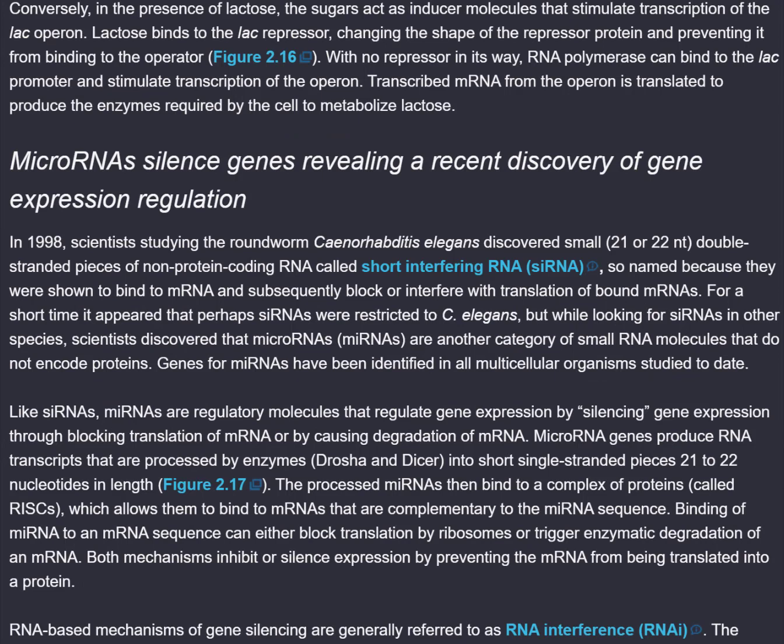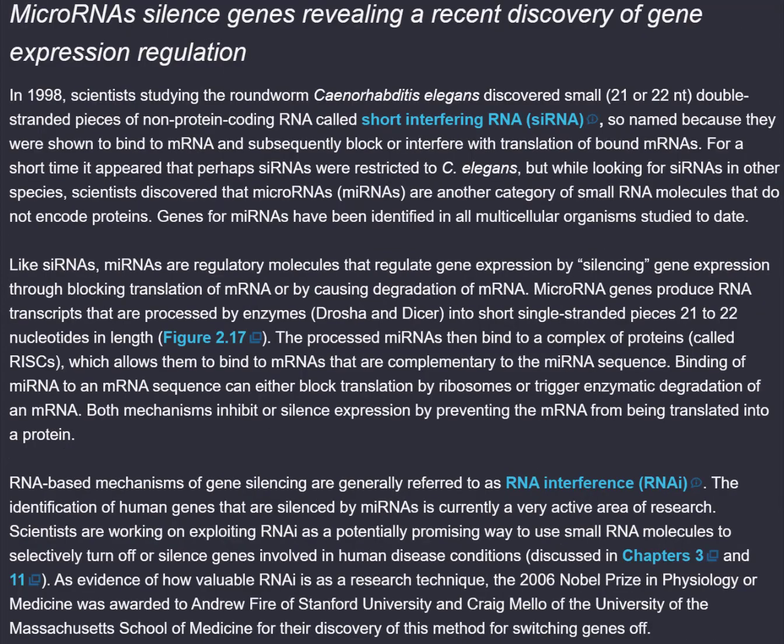Conversely, in the presence of lactose, the sugars act as inducer molecules that stimulate transcription of the lac operon. Lactose binds to the lac repressor, changing the shape of the repressor protein and preventing it from binding to the operator, Figure 2.16. With no repressor in its way, RNA polymerase can bind to the lac promoter and stimulate transcription of the operon. Transcribed mRNA from the operon is translated to produce the enzymes required by the cell to metabolize lactose.